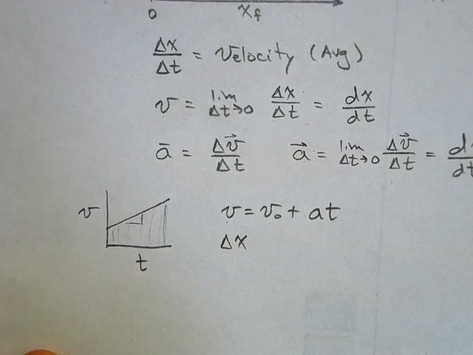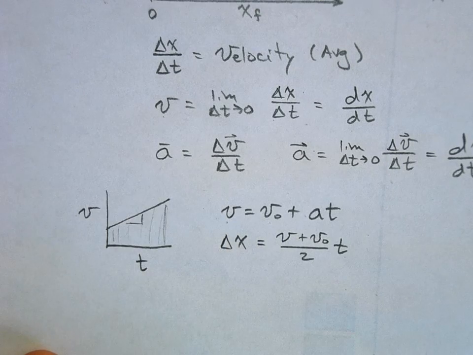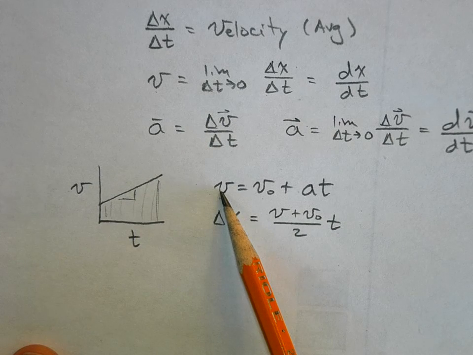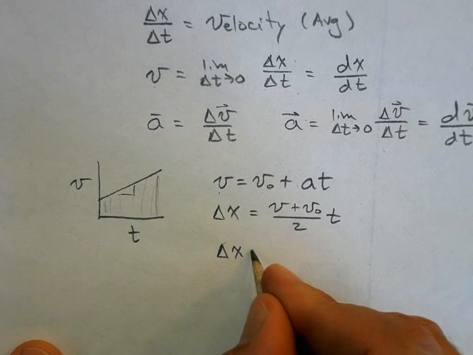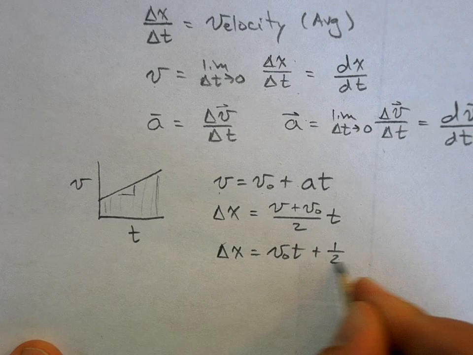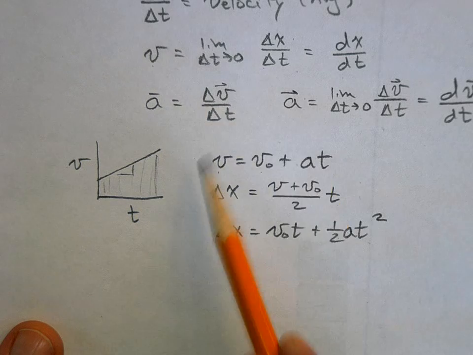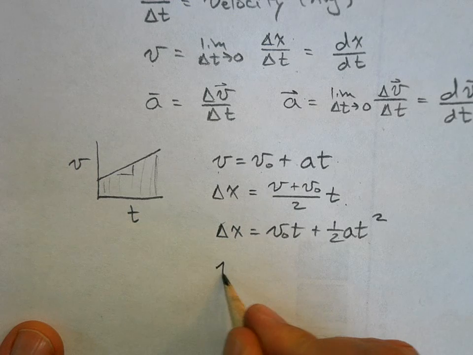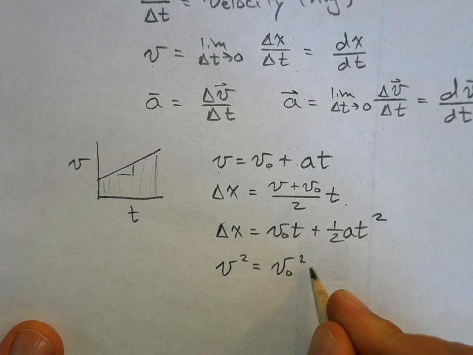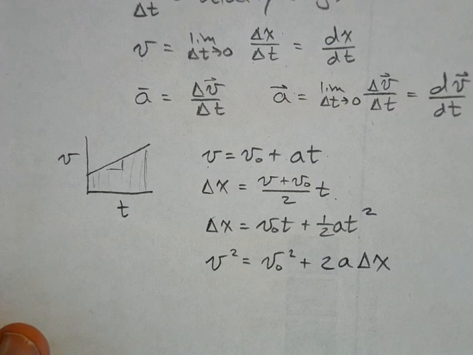And the area of this is just a trapezoid. And the area of a trapezoid is the average base times the height. It's a trapezoid on its side. Then we made a substitution for final velocity into this equation and simplified it, and we got the third kinematic equation. And then we solved the first kinematic equation for time, plugged it in here and simplified and rearranged and got the fourth kinematic equation. Okay, so this is a review of stuff we did quite a long time ago.